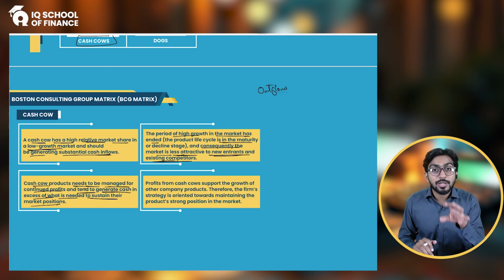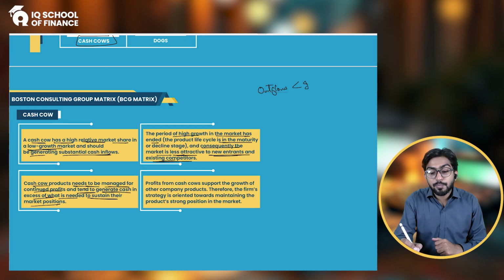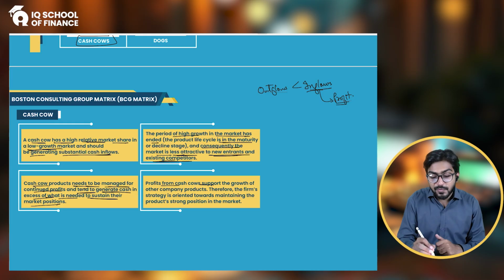So you should defend your share, and you should avail the inflows from the cash cow product, and your inflows should be greater than your outflows so that it will give you the profits. Profits from the cow support the growth of the other company's products. Therefore, the firm's strategy is oriented towards maintaining the product's strong position in the market.